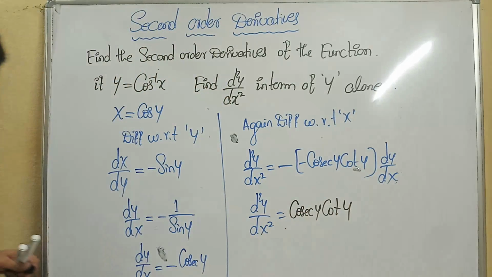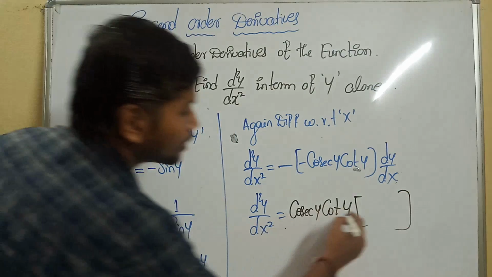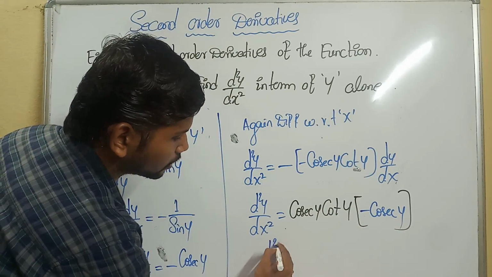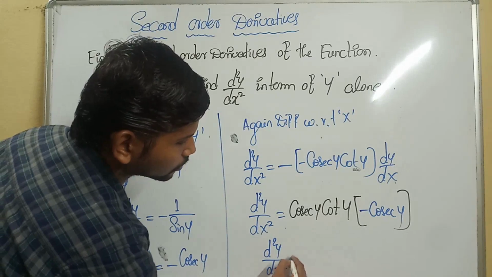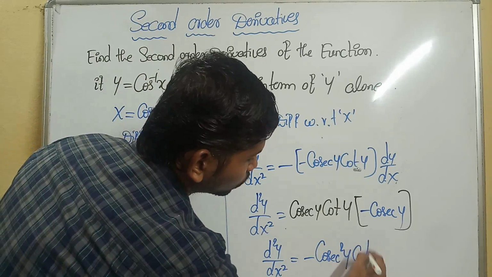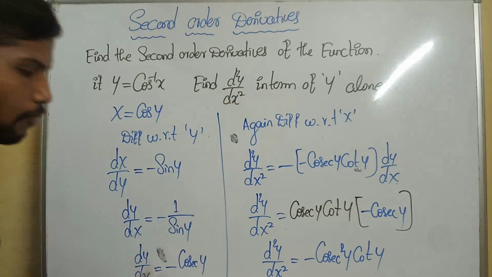What is dy by dx? dy by dx is minus cosecant of y. Now the answer will be d square y by dx square is equal to minus cosecant square y into cot of y. We got the answer in terms of y.